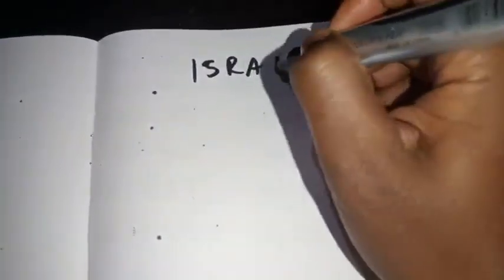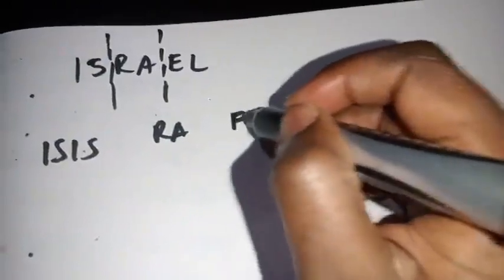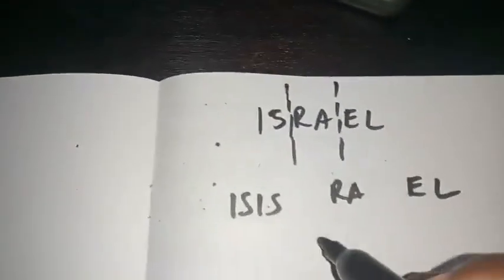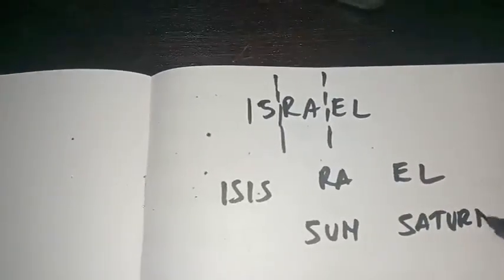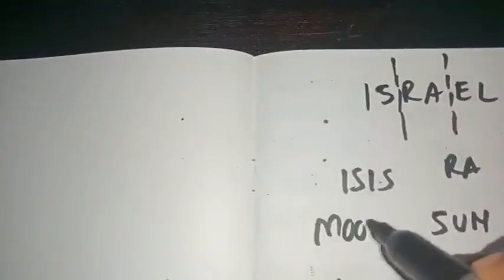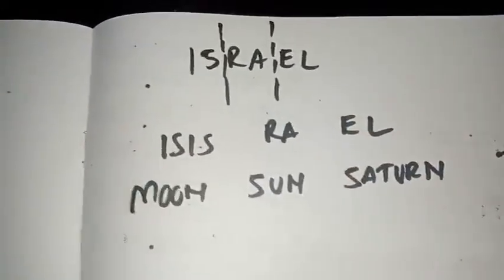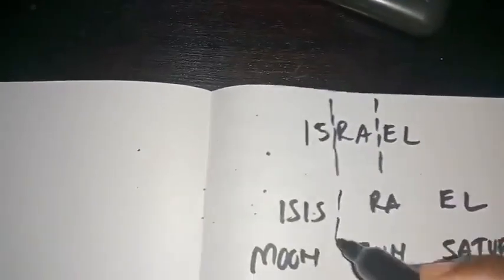For instance, you can see the name of this country called Israel. In Israel, you have three words. You can divide it into three: Isis, Ra, and El. Ra is the sun. El is Saturn. And then Isis is the moon. You see? This is the trinity.